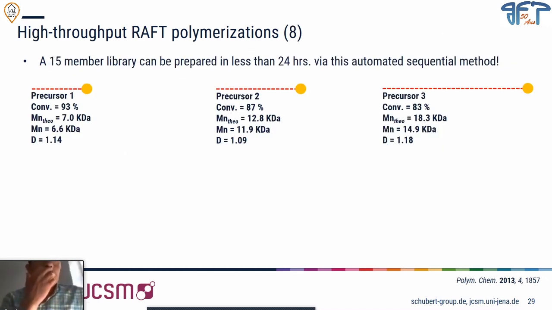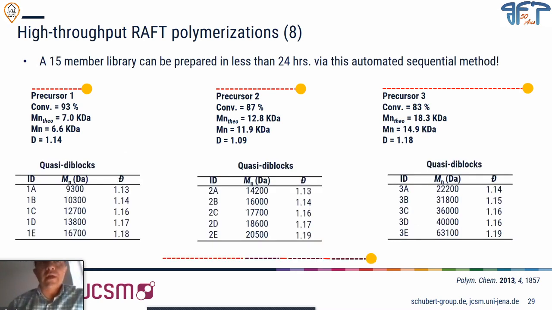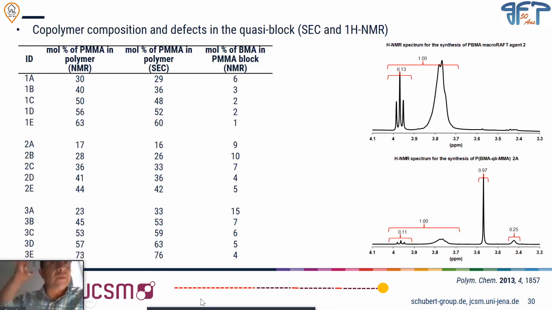For instance, here I show you three precursors of different molar masses, 7,000, 12,000, 18,000. Once you finish with the first step, you distribute the original solutions automatically in the machine, add the second monomer, and it chain extends the system. So you end up with a nice library of different compositions and molar masses. And of course, we investigated the properties of these different polymers a little more by NMR. We determined the composition of each block, and we also investigated how many defects are in the second block.